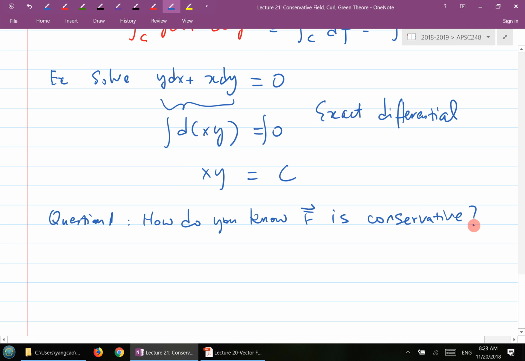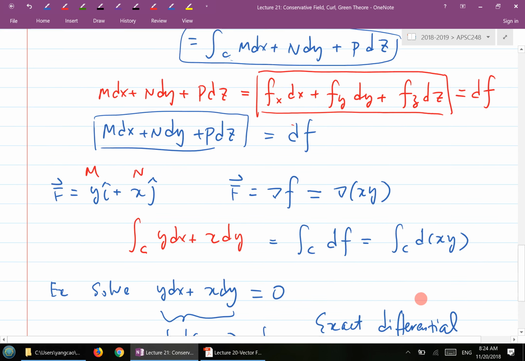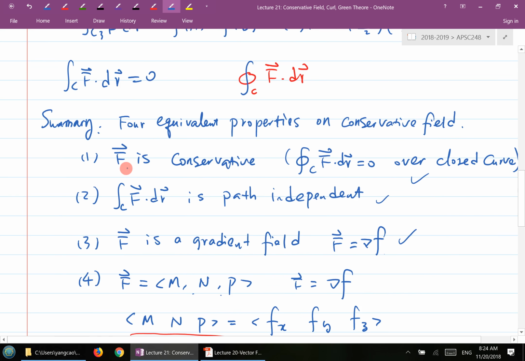Or the negative question: how do you know that F is not a conservative field? And the second question is, if F is conservative according to the equivalent property, then you can definitely find F by applying the gradient operation on a scalar function.